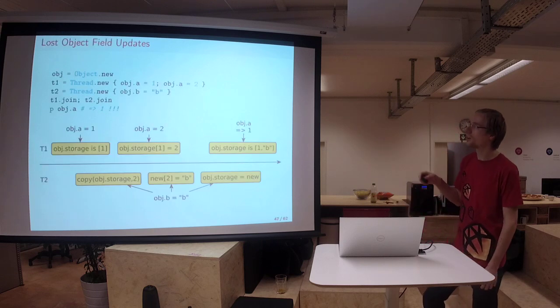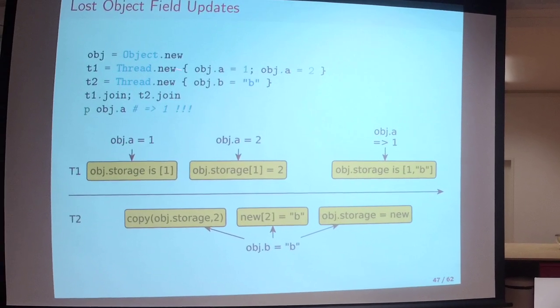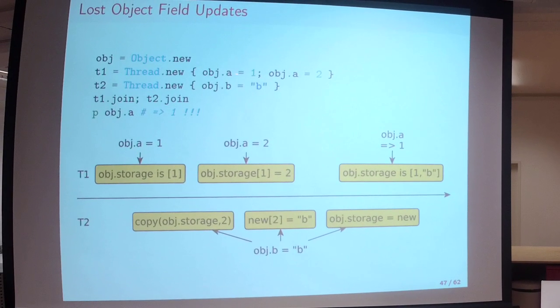So here's an example. I create an object, and then I create a thread that will set the field A to 1 and then update it to 2. And the second thread will set the field B to string B. I wait for both threads, and one possible outcome is that I actually get 1 when reading A. So it means this update was completely lost. And this is actually possible on Rubinius.